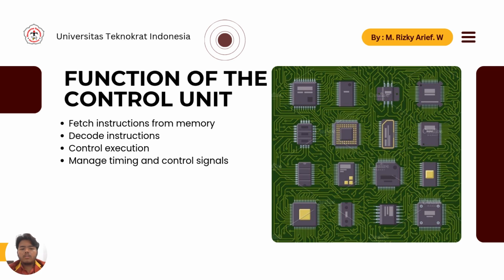Function of the control unit. The control unit performs several key functions. First, it fetches instructions from memory. Then it decodes the instruction to understand what operation should be done. After that, it controls the execution by activating the necessary components. And finally, it manages the timing and control signals that coordinate all activity inside the CPU.